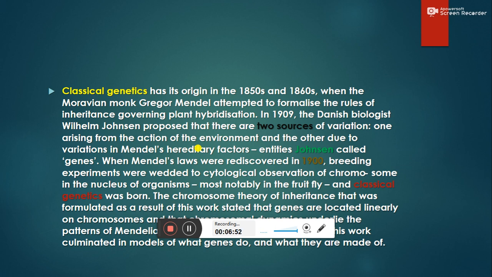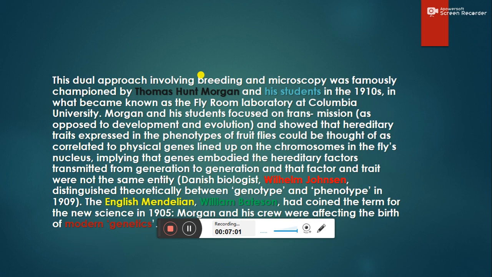And later on, from this work, some models were presented of what genes do and what they are made of. This approach involving breeding and microscopy was famously championed by Thomas Hunt Morgan and his students in the 1910s in what became known as the Fly Room Laboratory at Columbia University.